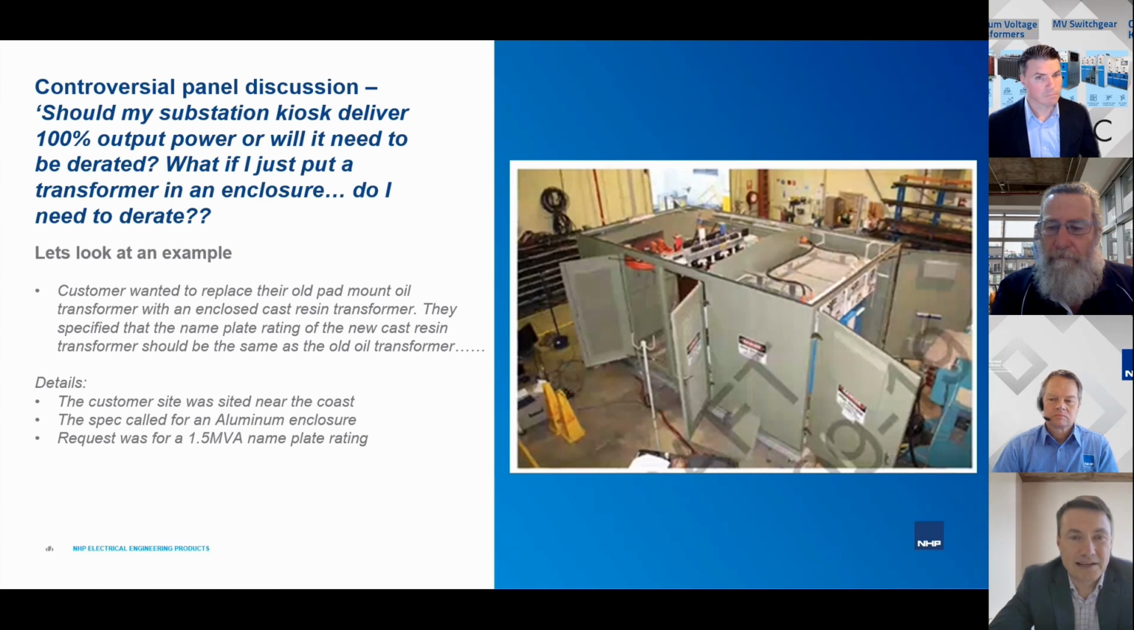But then it became clear that the customer was actually expecting it to perform exactly as their old oil transformer, therefore delivering a full 1500 kVA output, which of course is not going to happen when you install a transformer of this rating into a kiosk substation enclosure. So when this misunderstanding became clear, the customer requested that we provide information about the output of this transformer in the enclosure.